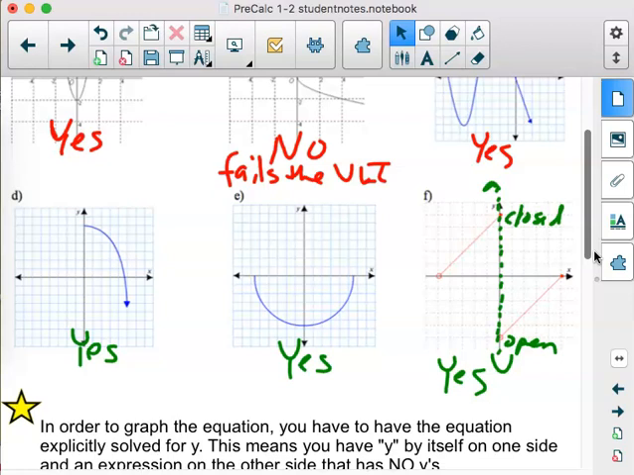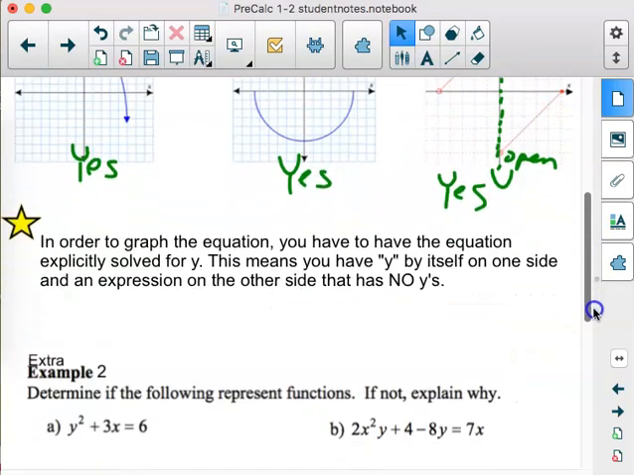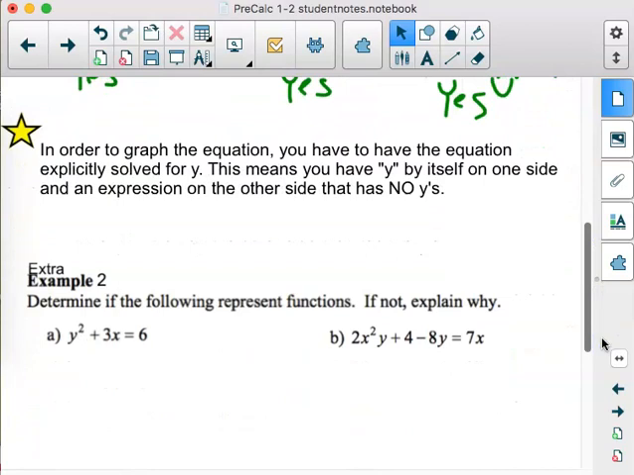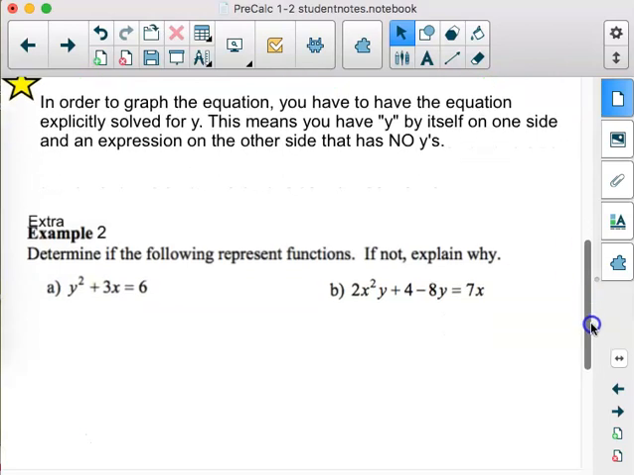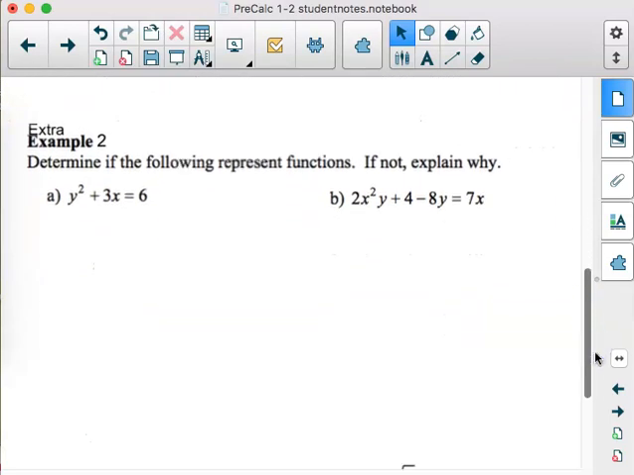So we had the 1 no up there in the middle, but the rest of these all passed the vertical line test. Now, in order to graph the equation, you have to have the equation explicitly solved for y. That means you have to have y all by itself. So this means you have to have y by itself on one side and the expression on the other side with no y's over there. So we have to figure out how to get y all by itself. We want to make sure only one value is going to come out of that y.